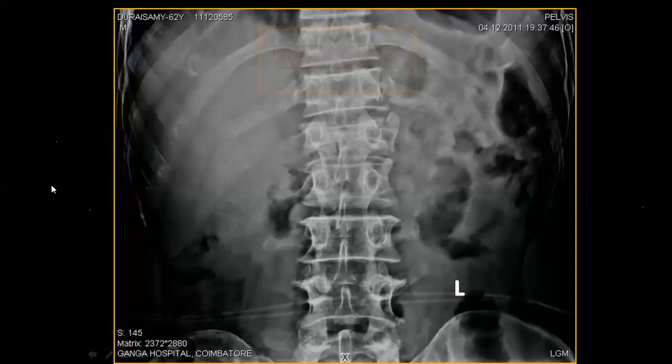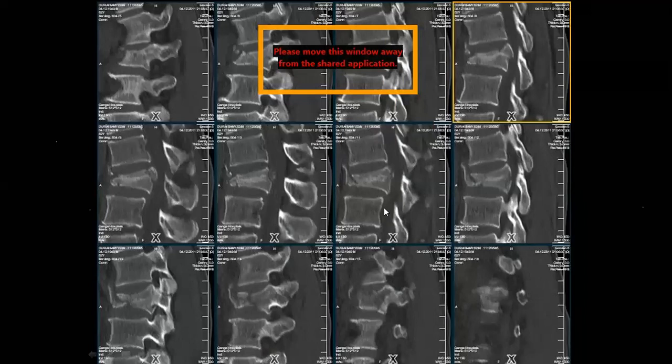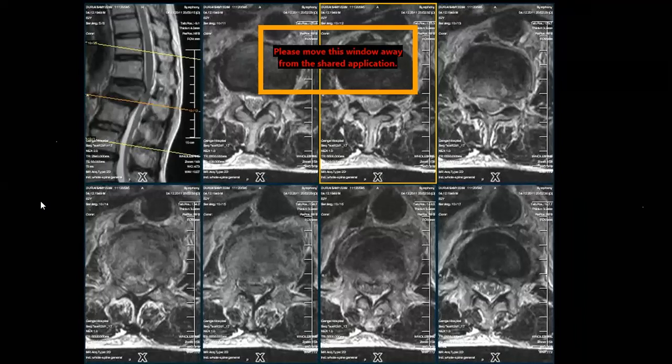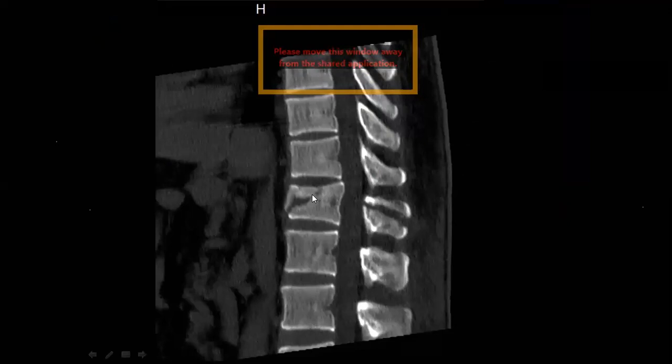Coming to the fracture pattern. So X-ray wise, you can see the vertebral body height is lost. So there is significant vertebral body height loss. This is a CT scan. Can you see that?